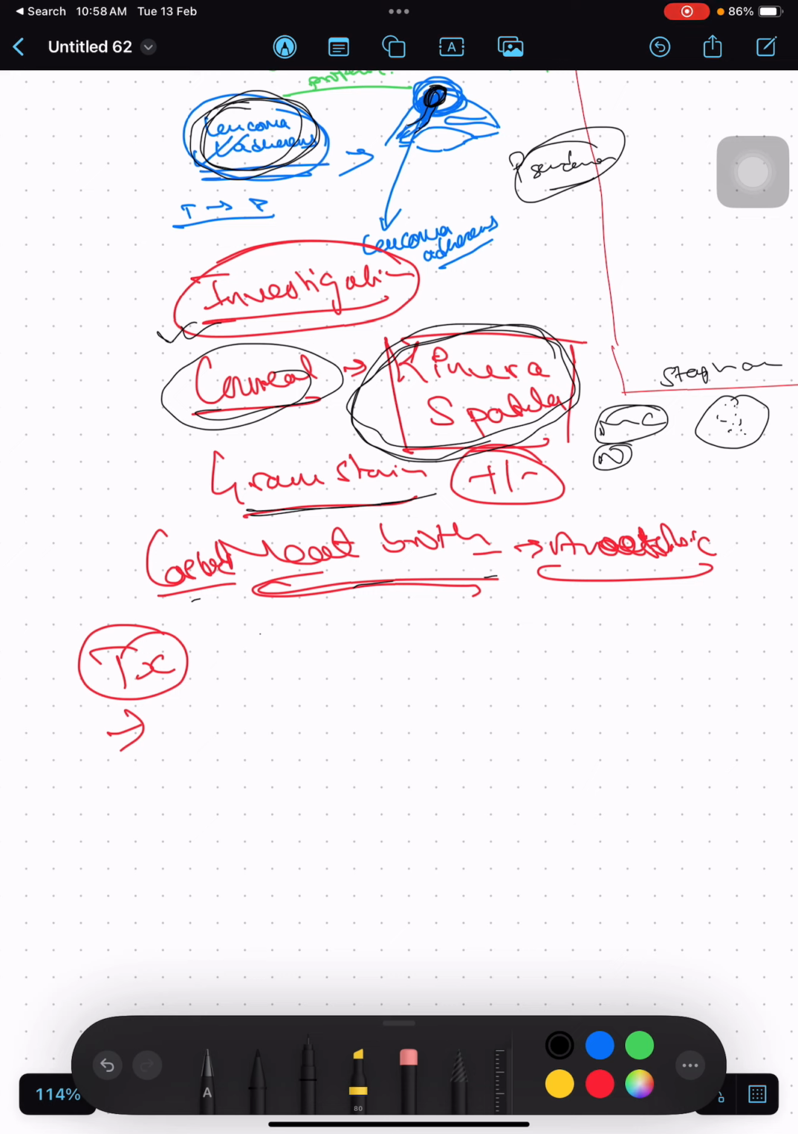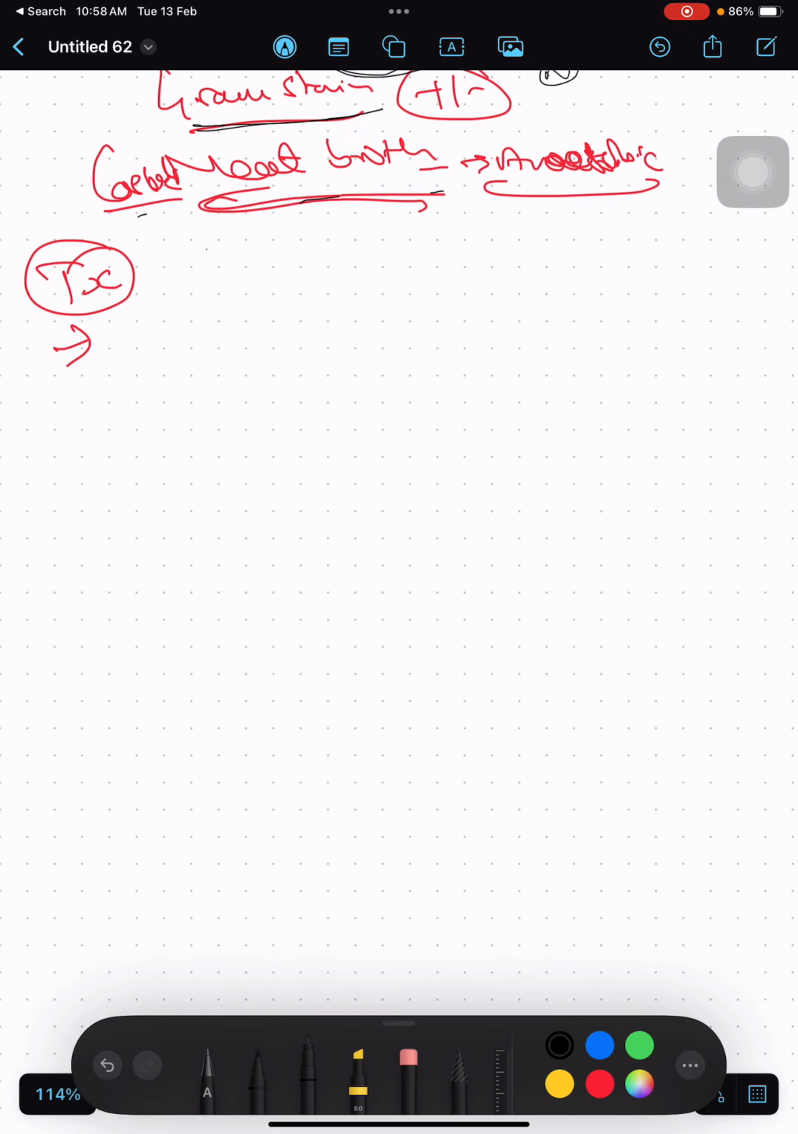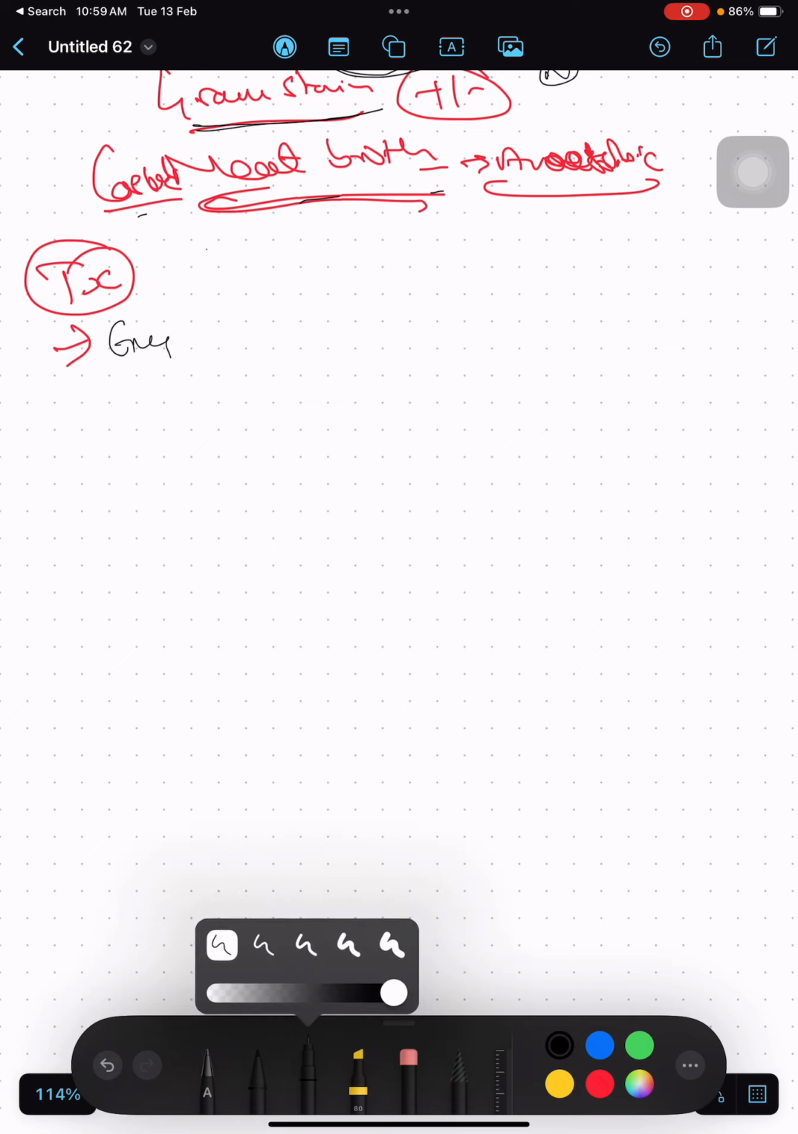Now let's come to the treatment of bacterial keratitis. The very important aspect of bacterial keratitis is its treatment. So we are going to learn about the empirical therapy. Let me just increase the thickness of the pen. Okay, so we are going to learn about the empirical therapy.